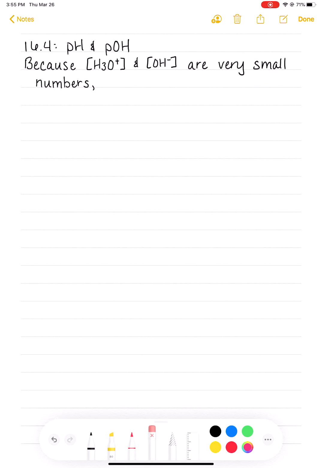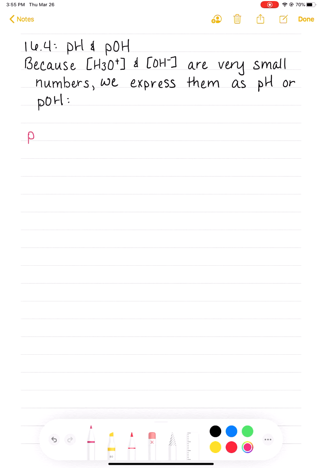So instead of expressing H3O+ and OH- as their molarities, we instead express them as pH, or we can express them as pOH. So let's take a look at how we convert and express H3O+ as pH.